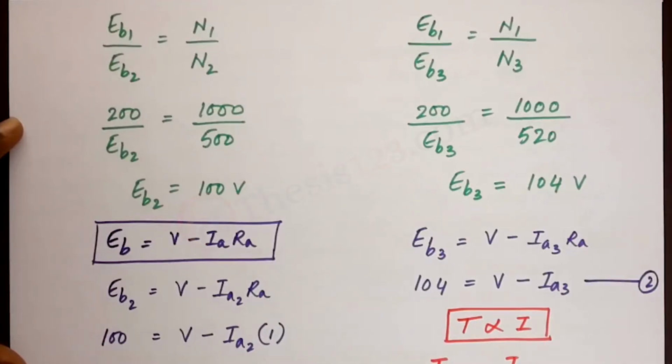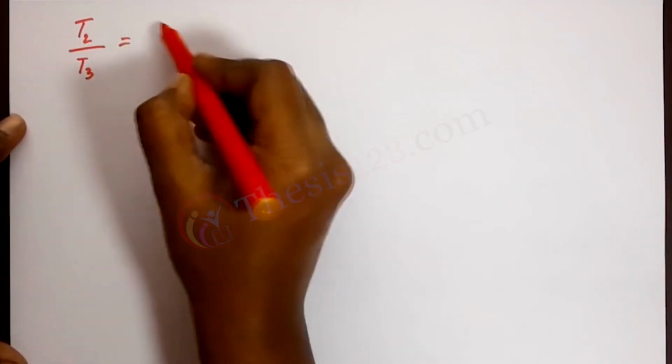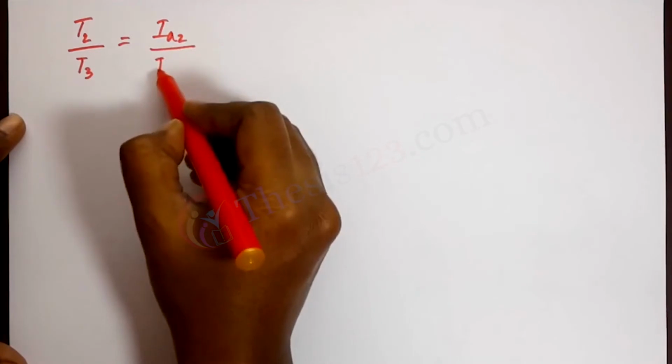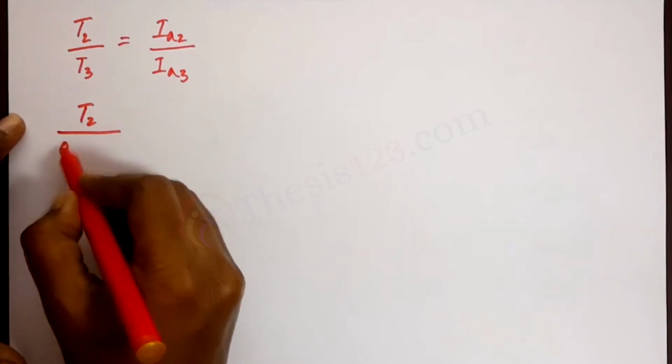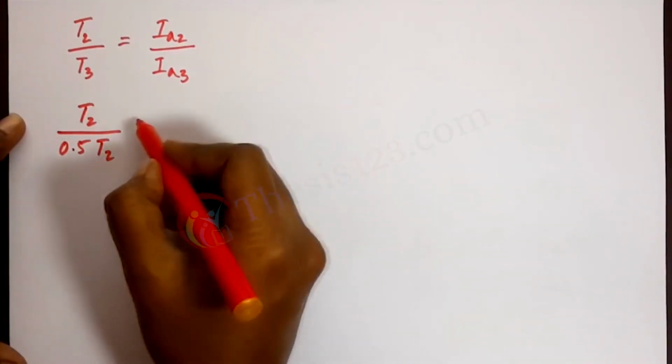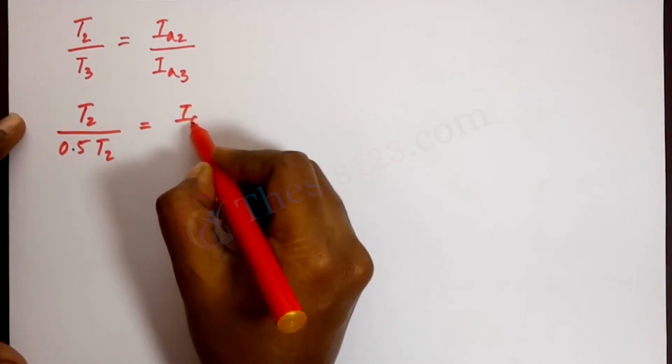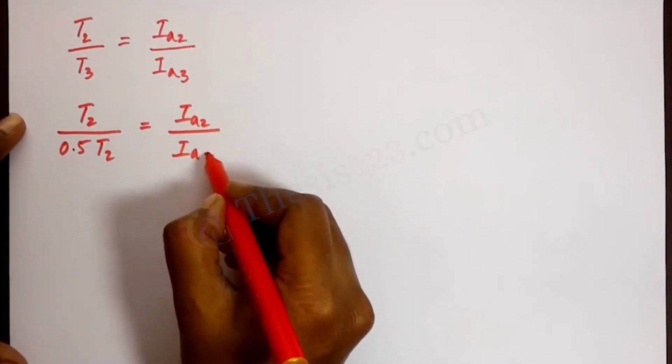Now we know from the question given to us that T3 is 50% of T2. So we can substitute that. Let me just grab another sheet of paper and we'll continue. Right, so we have now T2 by T3 is equal to IA2 by IA3. Okay, let's substitute. We have T2 divided by 0.5 T2, that's T3, is equal to IA2 by IA3.